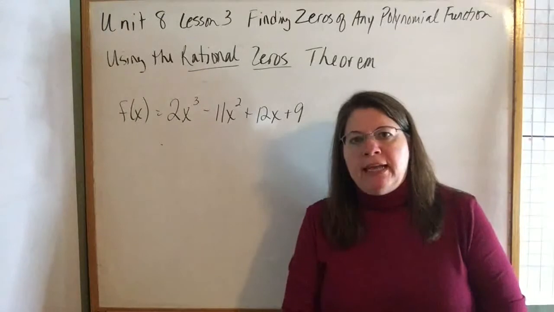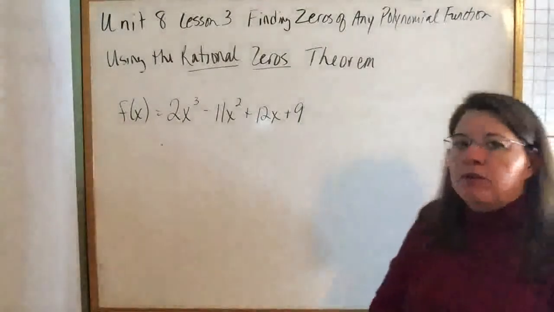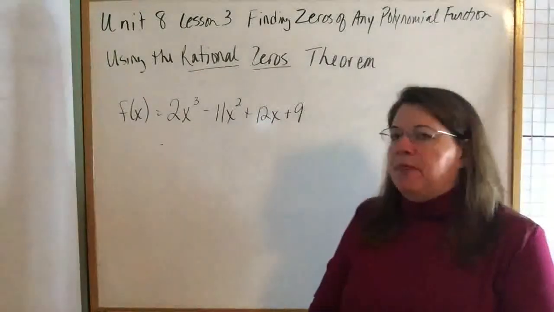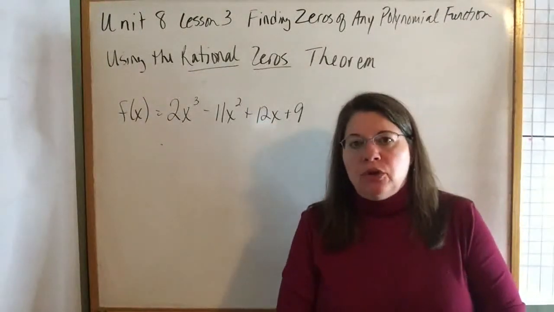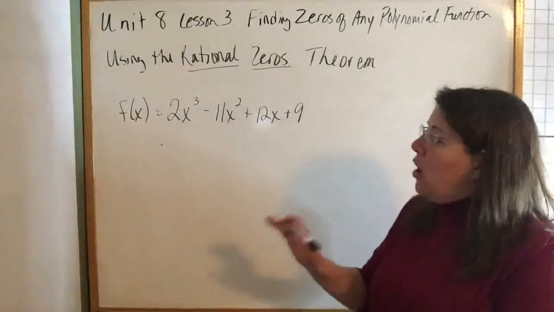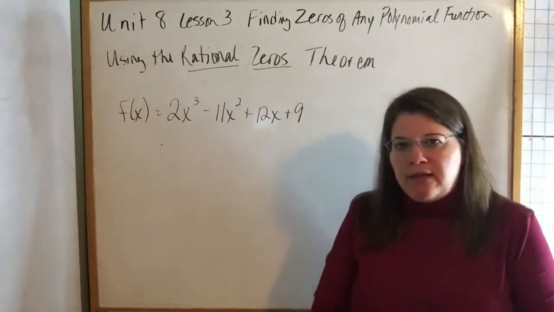Algebra 2, Unit 8, Lesson 2. And in this section, we're going to talk about finding zeros of any polynomial function. In this, we're going to use synthetic division, which is a skill we learned earlier in the year. And synthetic division will help us find all the factors of a polynomial equation fairly easily.